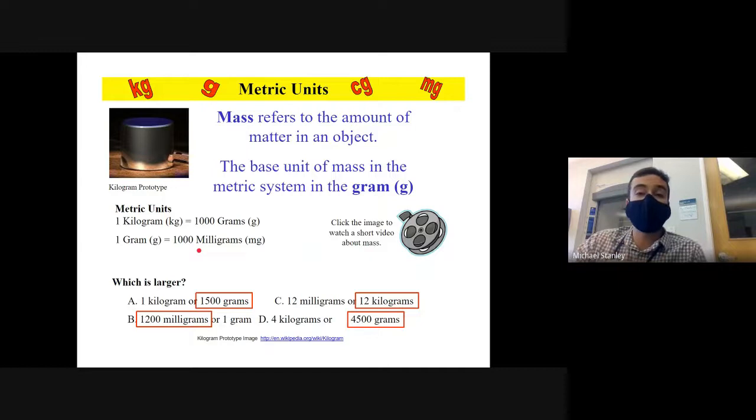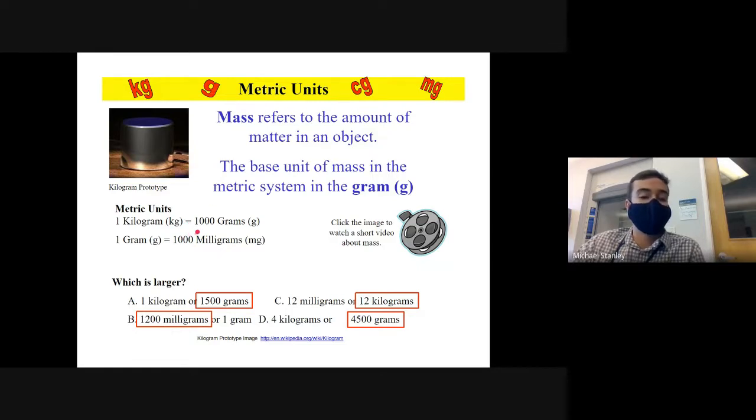So a gram is pretty small and light. It would be about the weight of a paper clip or a couple grains of rice. Like this pen right here, this is probably maybe 10 or 15 grams. So a gram is pretty light. It's a pretty small amount of weight.